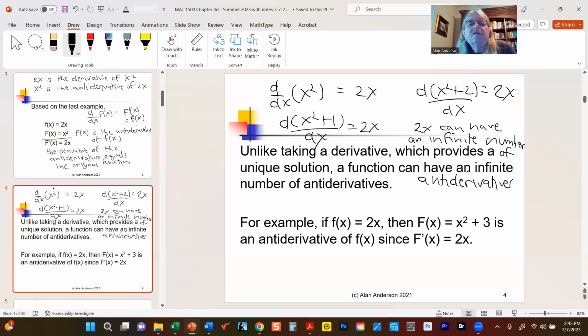So what we often do to represent this fact, and by the way, if you notice, the only thing that separates them all is this constant. The x squared is the same for all of these, but there's that constant there. So you could make the case then that x squared plus some arbitrary constant c is the antiderivative of 2x.